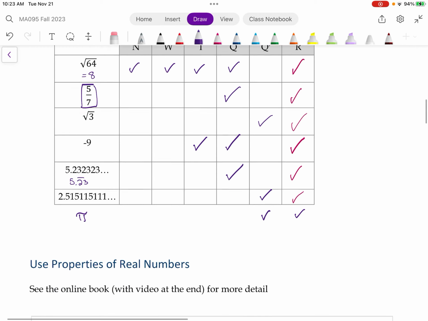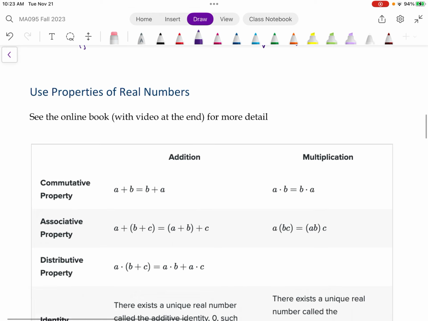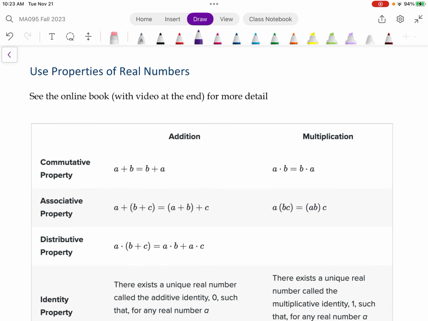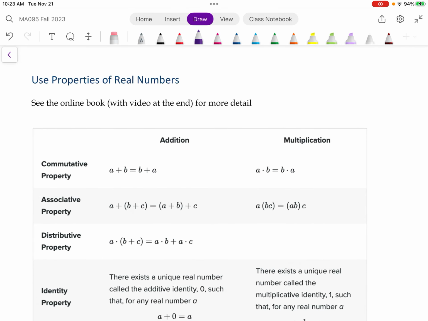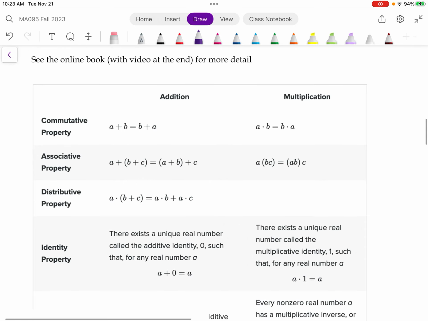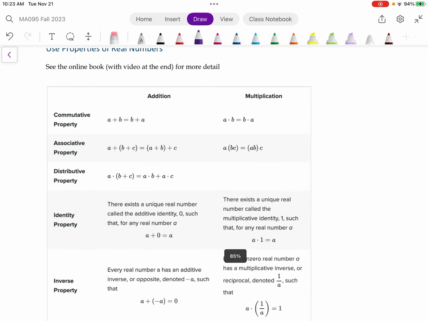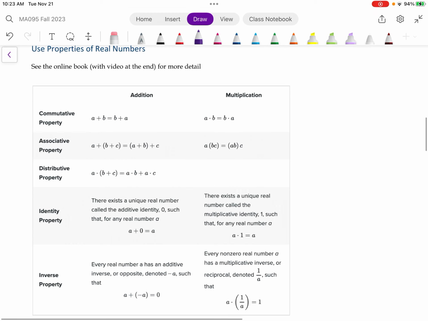All right, so let's move on. There are some properties of real numbers that you need to know. See the online book for these. Take a moment to write them down. I'm going to make this a little smaller so you can see them all at once. This is in the book. There's a video at the end that has more details, and I'm just going to let you pause and write these down.